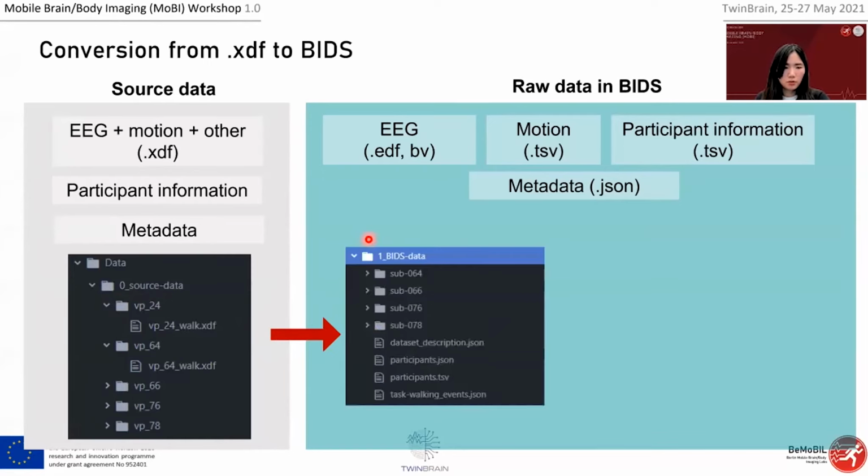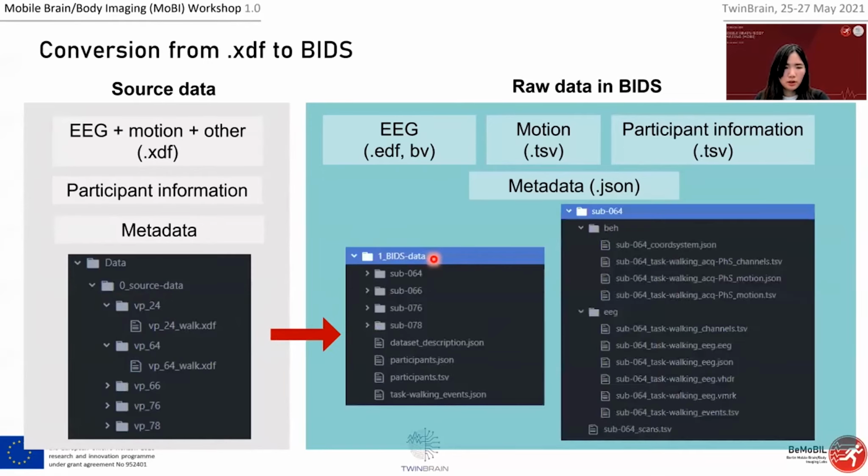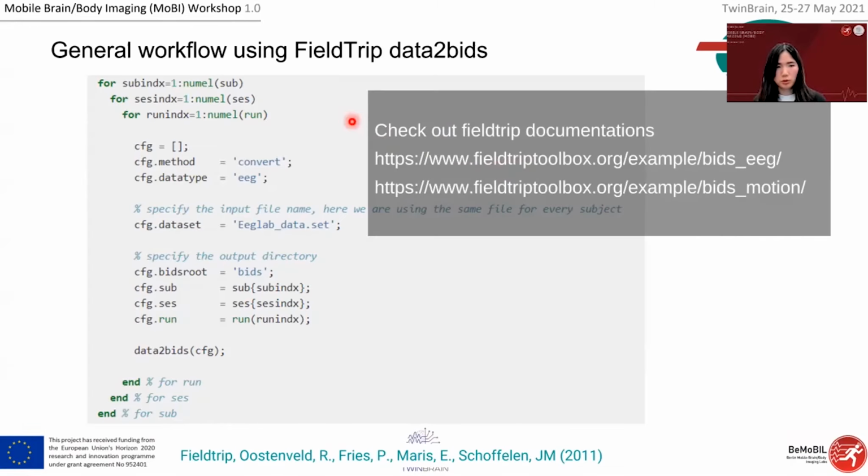And then after converting this to BIDS, you see that there are two folders for each subject now. We separated the behavioral data and the EEG data. Behavioral data here contains the motion data, and the EEG data has the actual EEG data plus relevant metadata. Let's move on to the hands-on part.